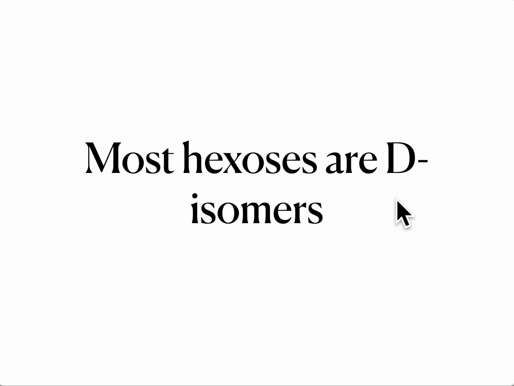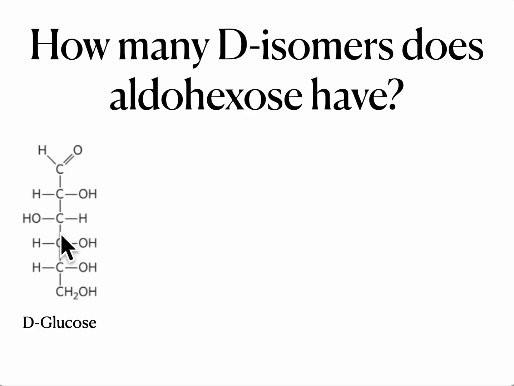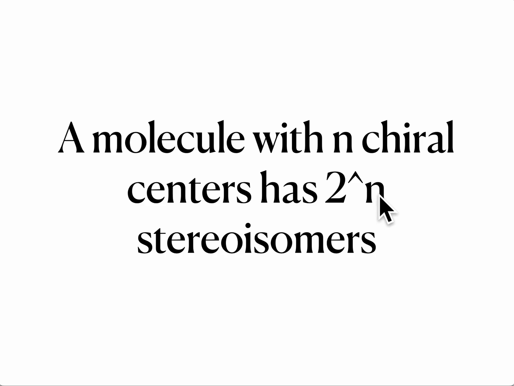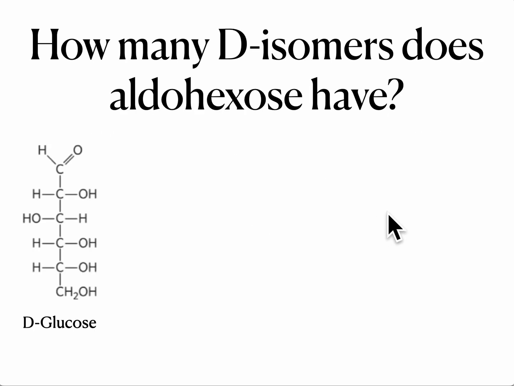Aldohexose has 1, 2, 3, 4 chiral centers, right? So that means it has 2 to the power of n, which is 2 to the power of 4 stereoisomers, and that will be 16 stereoisomers. Out of the 16 stereoisomers, half of them will be D isomers. So therefore, we will have 8 D isomers, and we'll also have 8 L isomers.